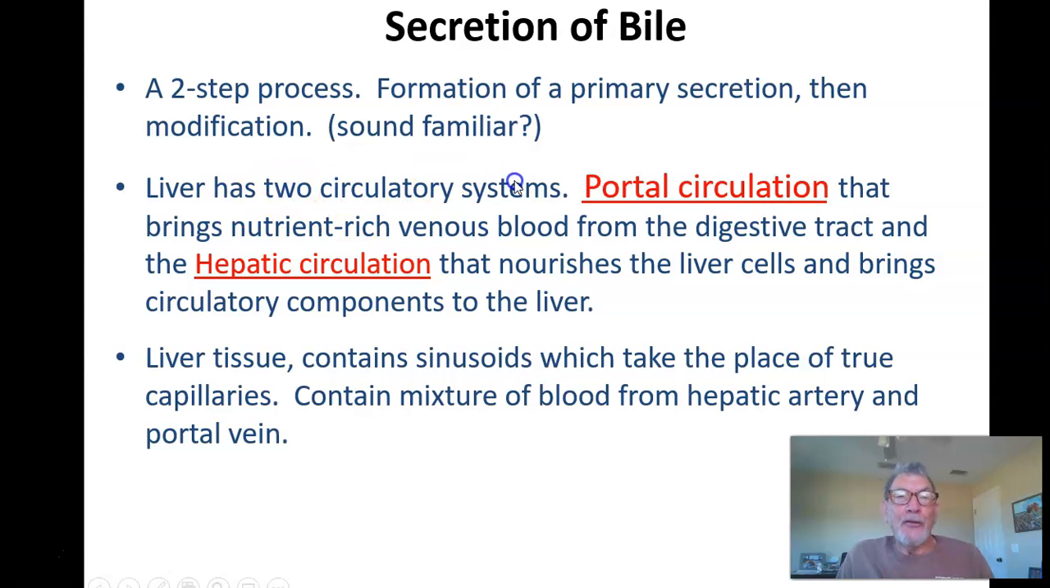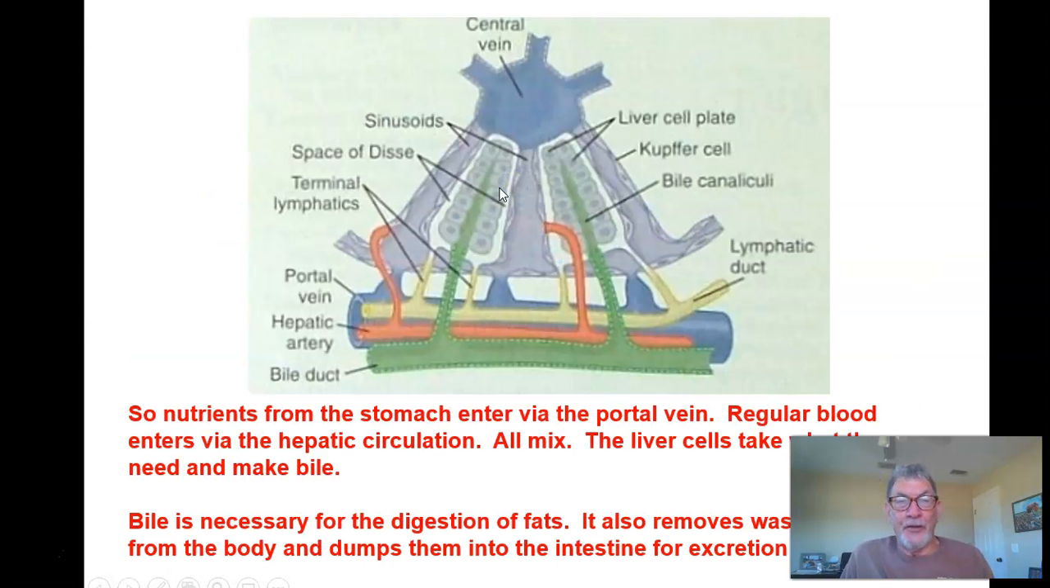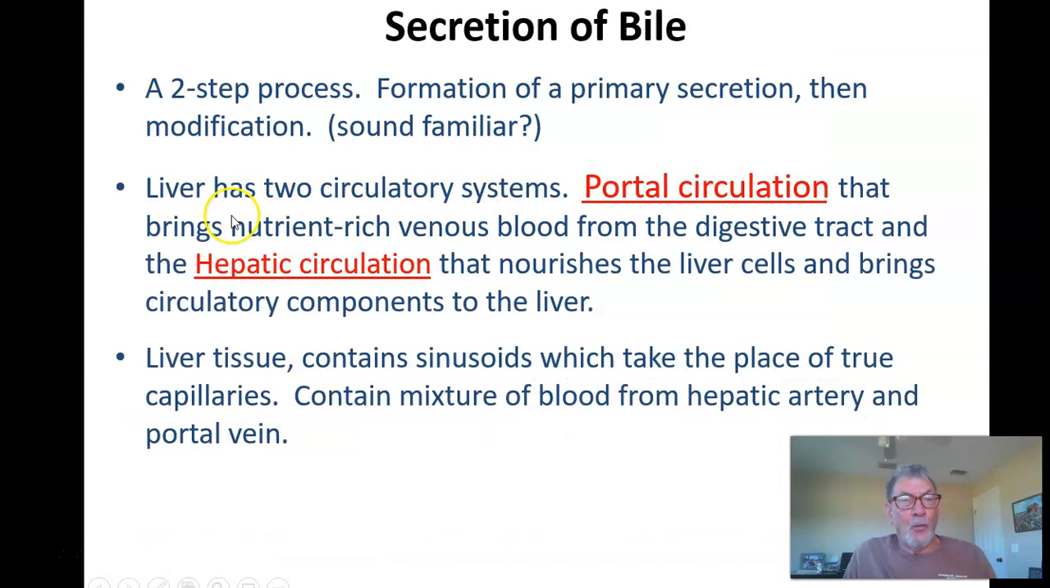So the liver has two circulatory systems. It has the hepatic circulation, which is the regular blood coming to the liver to nourish the liver and bring some things that the liver needs to make things with. But it also has this portal circulation coming from the GI tract, full of food and bacteria that all came from your intestine.